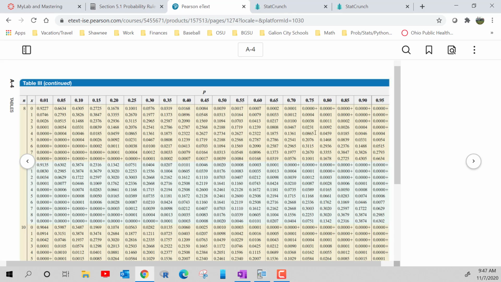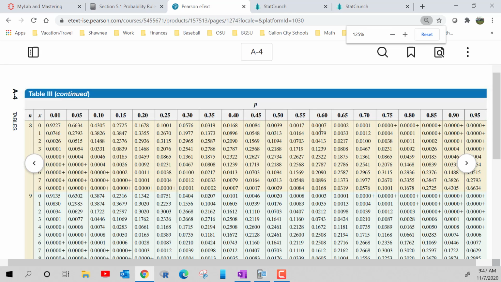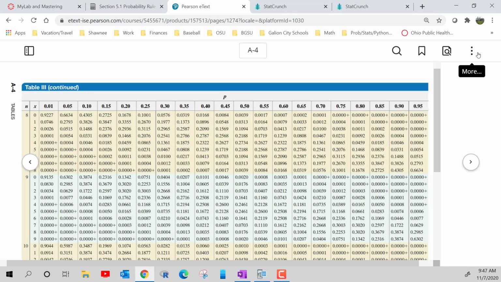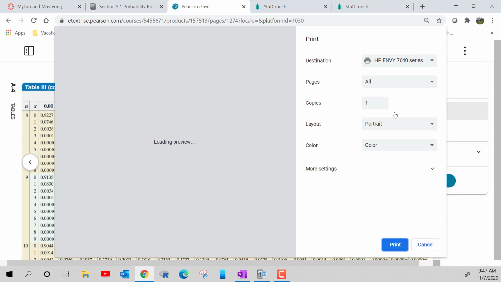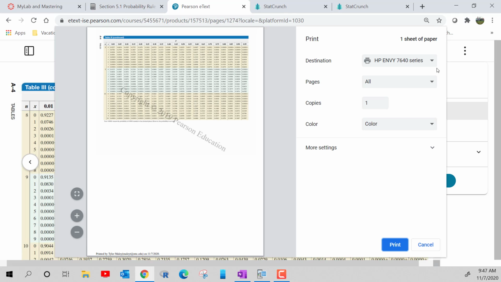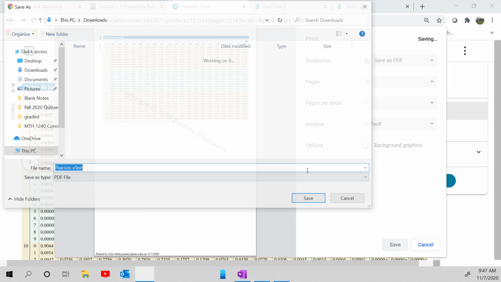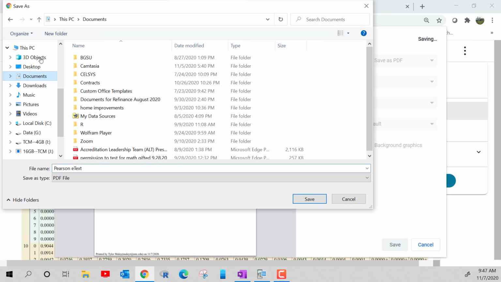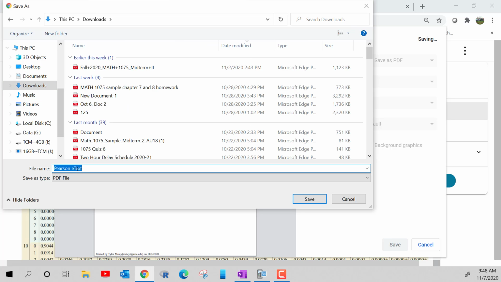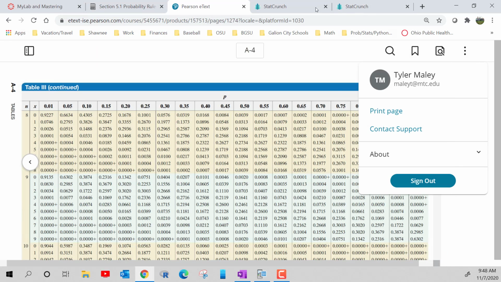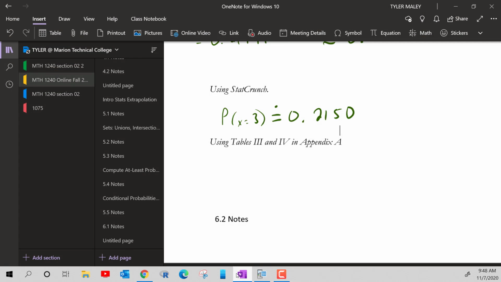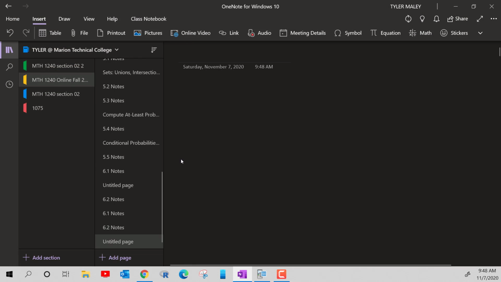So I'm just going to print this page. I'm going to save it as a PDF. So I'll just save this to my downloads. And I'll just call this n equals 10. Right? So I'm doing this so I can write on it. Might be a little easier to show you if I can draw on this.